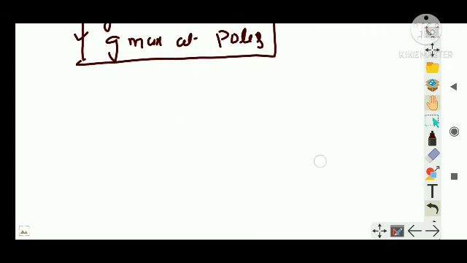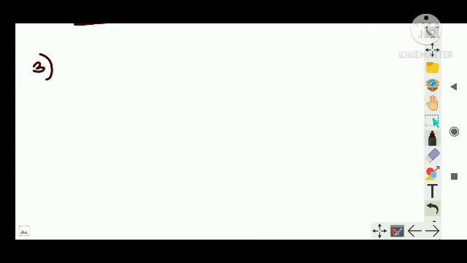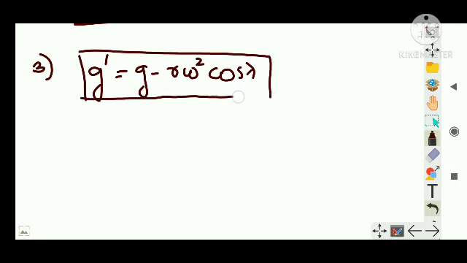Clear, right? And the next effect on the acceleration due to gravity is the effect of rotation of earth. You can just know that g dash is equal to g minus r omega squared cos lambda. This is an expression which depicts the relationship between acceleration due to gravity and rotation.